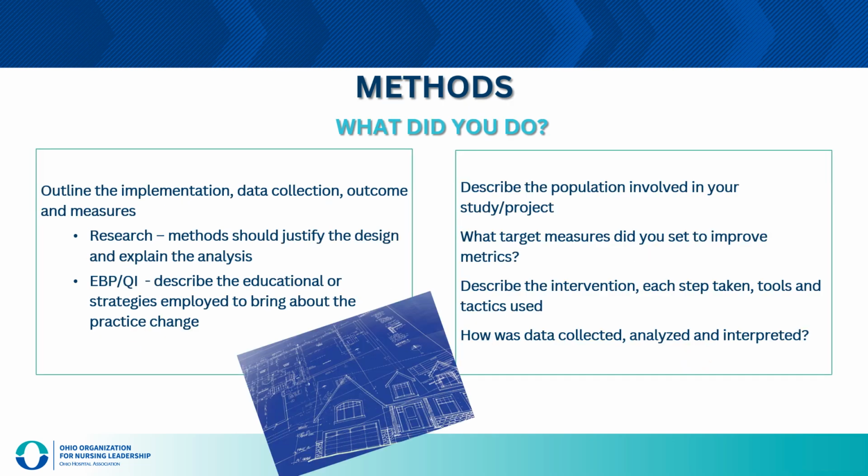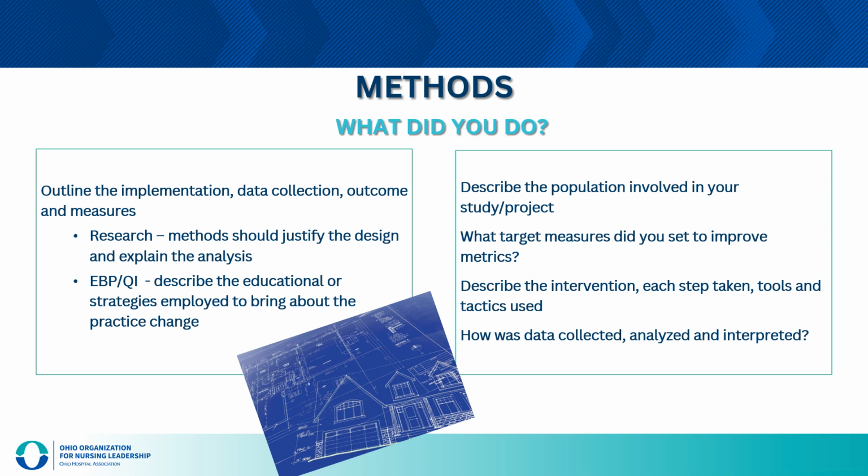The next section of your abstract is your methods, and this just tells your reader exactly what you did. You're going to describe your intervention step by step, include the setting, the population, and the tools you use, whether that's a checklist, training module, or survey. Don't over-explain, but give enough for someone to understand and replicate the work.